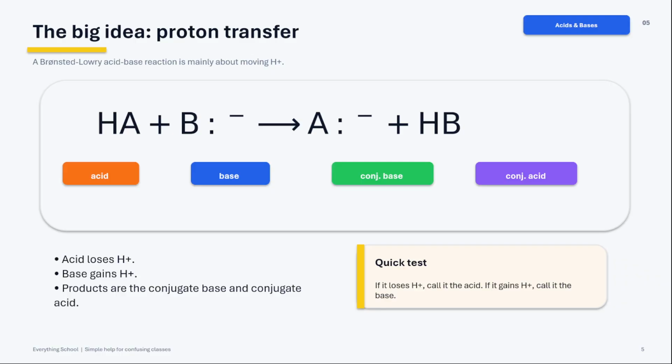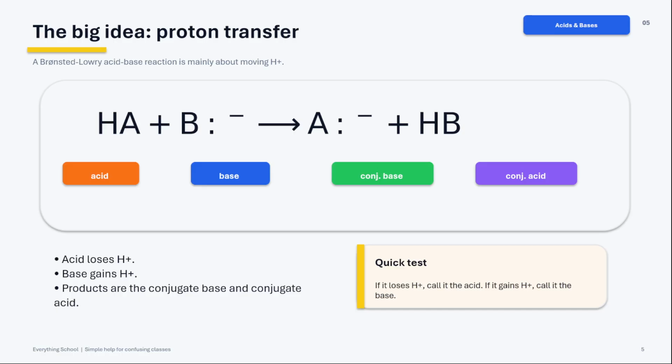Slide 5. The big idea, proton transfer. A Bronsted Lowry acid-base reaction is mainly about moving H+. On this slide, the reaction is labeled with acid, base, conjugate base, and conjugate acid. The acid loses H+, the base gains H+. The products are the conjugate base and the conjugate acid. Use the quick test shown on the slide. If it loses H+, call it the acid. If it gains H+, call it the base. This is the beginner-friendly way to label almost every Bronsted Lowry acid-base reaction.